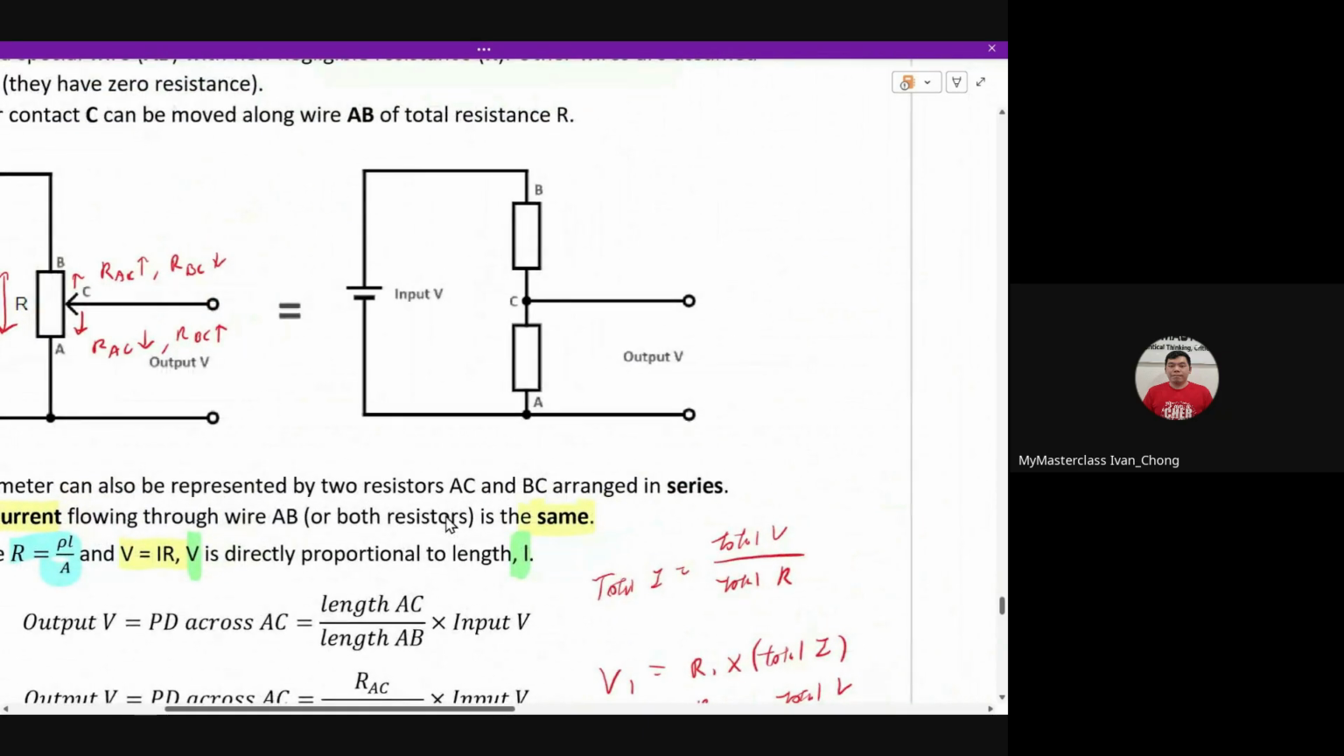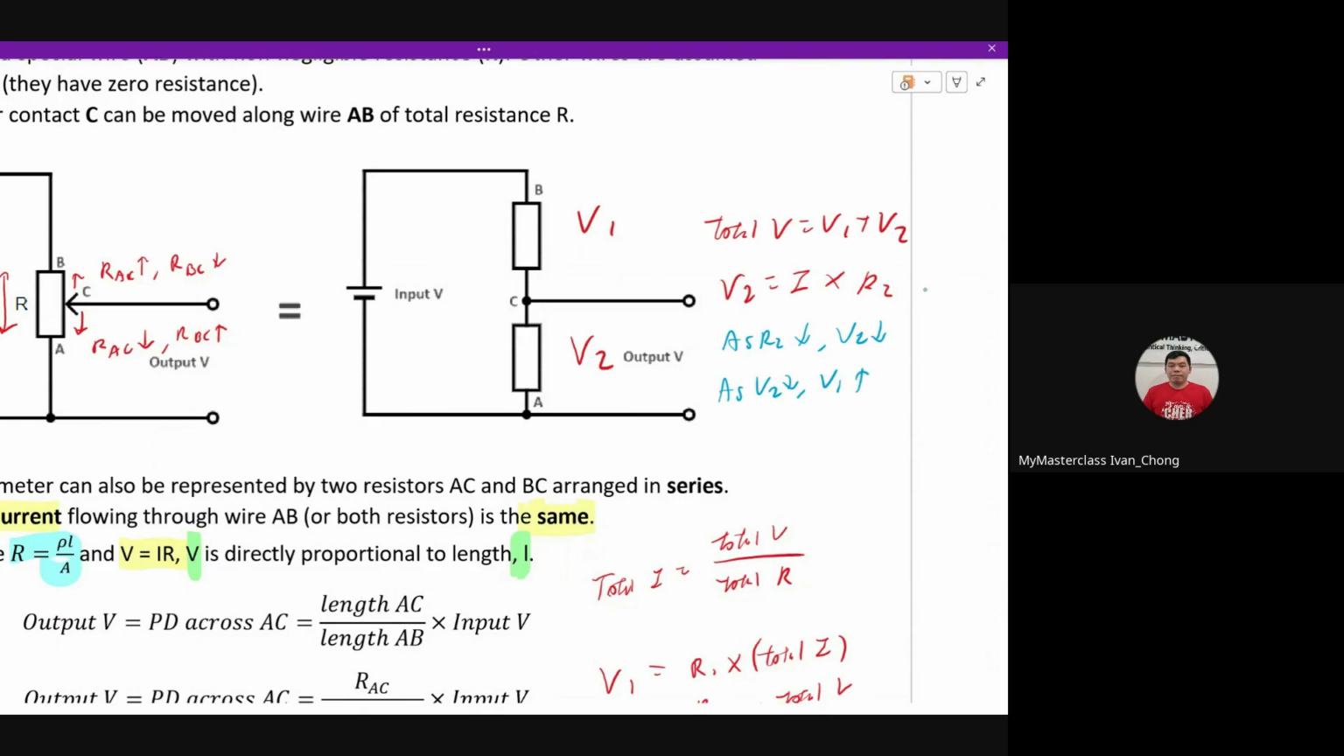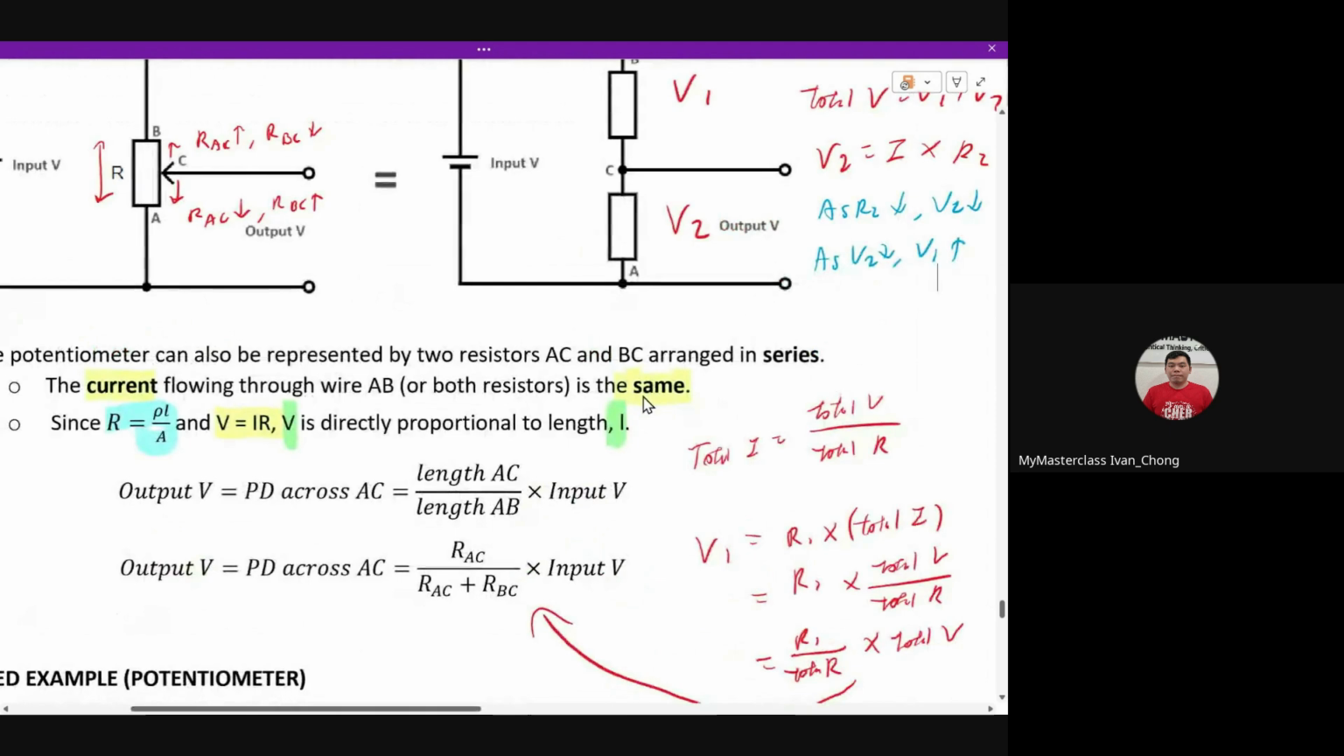You can just imagine that this is V1, this is V2, so your total V will always be V1 plus V2. Don't forget V2 is I times R2, correct? If your R2 is smaller, your V2 is also smaller. So as R2 decreases, V2 decreases. As V2 decreases, V1 will increase because your total V is the same. So basically, this is how you explain it if you need to.